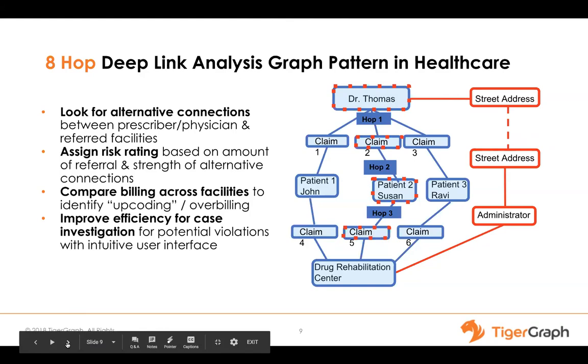And traversing through this graph, hop 3 goes to the claim that patient Susan is submitting to the drug rehab center. That's hop 3.